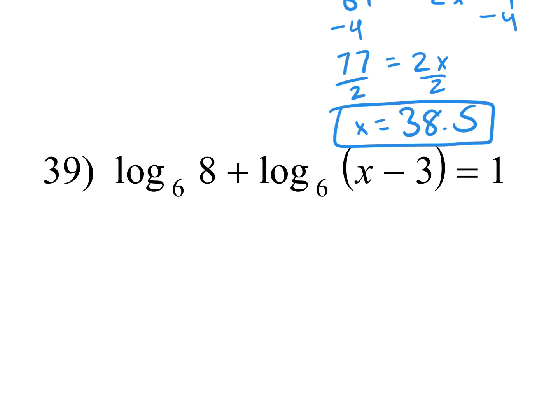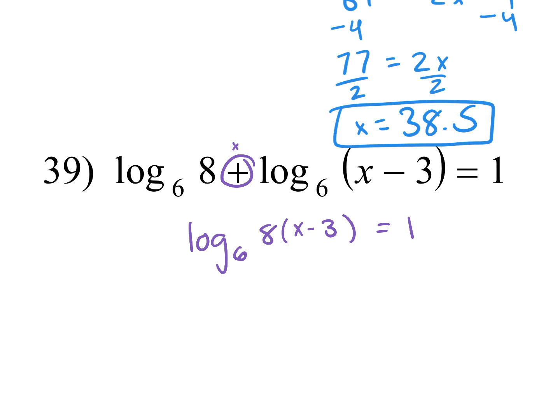So I have 2 logs on the left side. What should I do? Combine and multiply. Combine them. So if I'm adding, how would I combine? Log 6, 8, and then x minus 3 equals 1. Perfect. So we multiply. So log base 6 of 8 times x minus 3 equals 1.